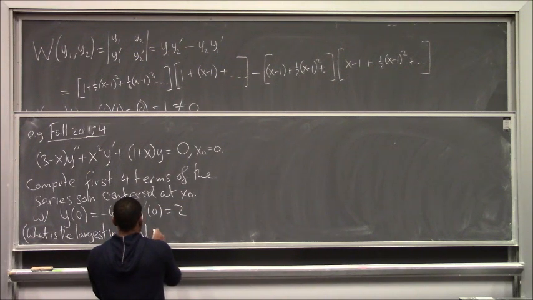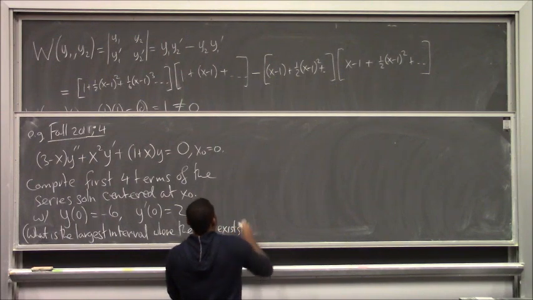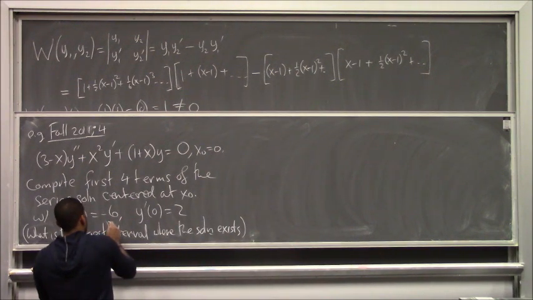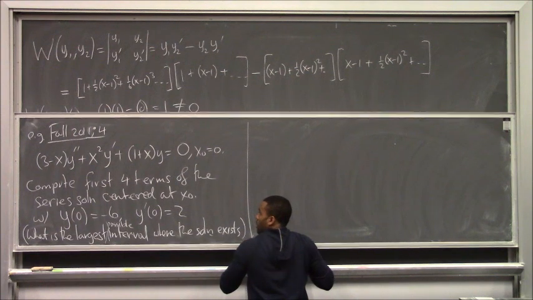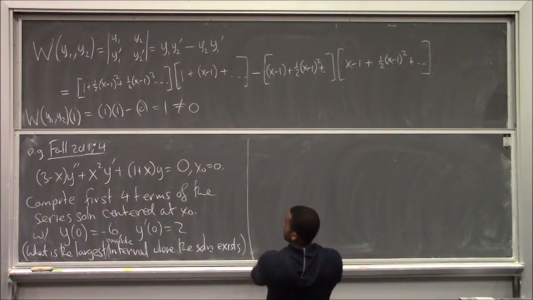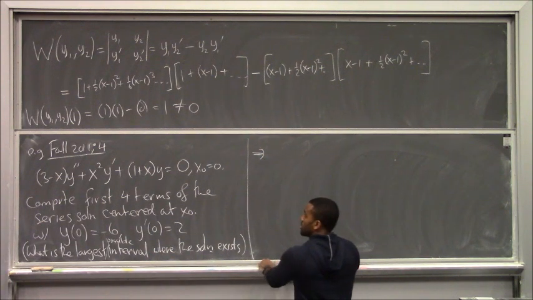What is that interval where the solution exists? Maybe as large as possible, because you have to really find the radius of convergence of the series to know for sure. But okay, so what is the series solution going to look like? We're going to skip the first step.